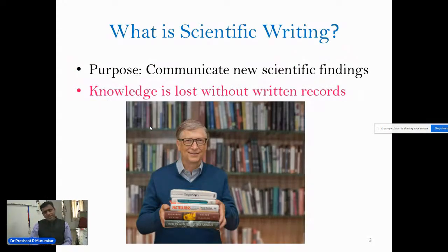The clear content of scientific writing is very, very important, because we need to communicate new scientific findings. Why? Because people around the world should understand what the new finding is. So the language should be simple enough to understand what you have identified and what new things you have contributed to science, and you should write it in a scientific way.